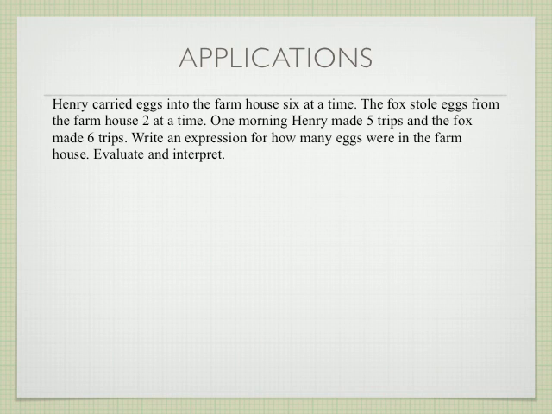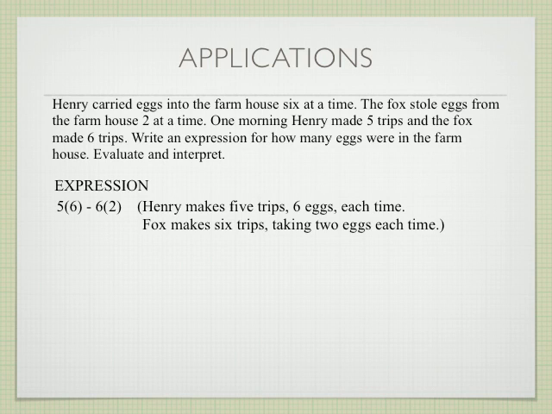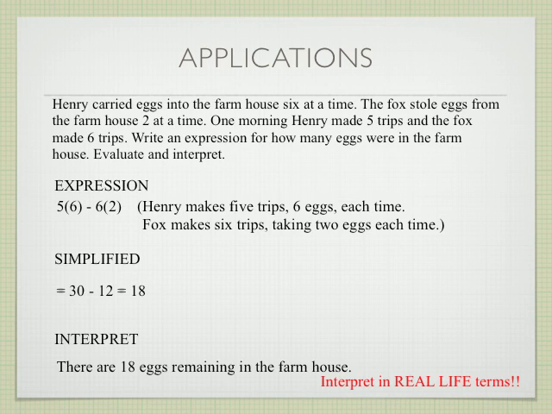Okay, Henry carried eggs into the farmhouse 6 at a time. The fox stole eggs from the farmhouse 2 at a time. One morning, Henry made 5 trips and the fox made 6 trips. Write an expression for how many eggs were in the farmhouse. Expression, Henry makes 5 trips, 6 eggs each time, so that's 5 times 6. The fox makes 6 trips, but his trips are taking away, so he has negative 6 times 2 because he takes 2 eggs each time. Simplified, that's 30 minus 12, which is 18. So there are 18 eggs remaining in the farmhouse. At least 18 more than there used to be anyway.